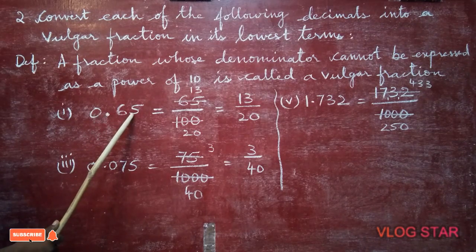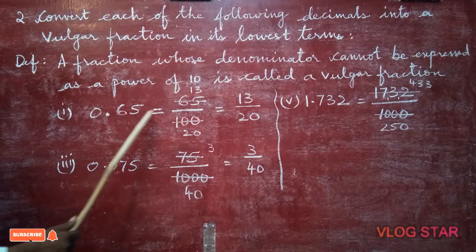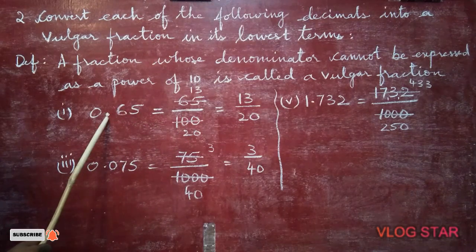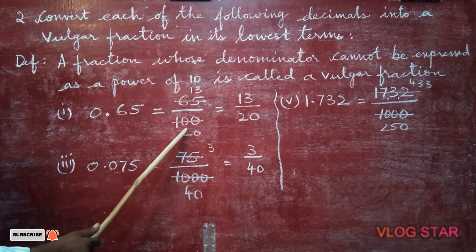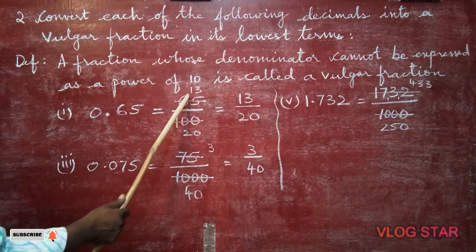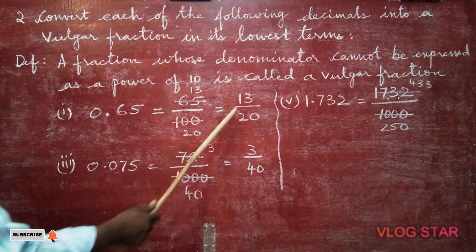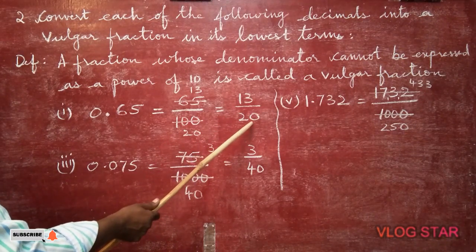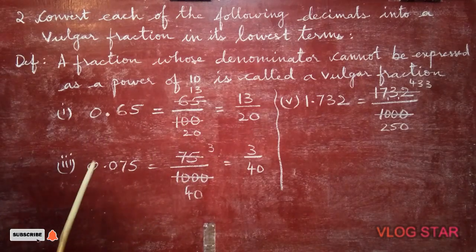0.65 is there. We can write 0.65 as 65 by 100. Why did we write 100 after the decimal? 2 digits are there, so 2 zeros. Now simplify. 5 table goes. 5 goes 13 times, 5 goes 20 times. 13 by 20. Here the denominator is not a power of 10, so this is a vulgar fraction. Coming to the next problem.